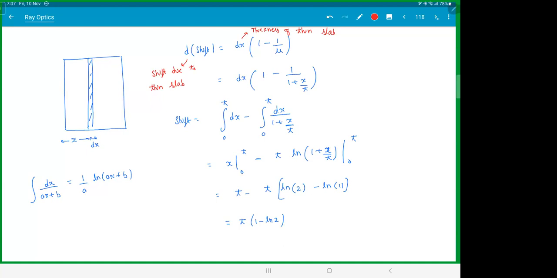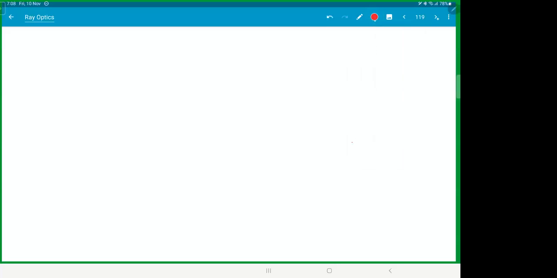Clear? Let's change this question a bit. This will be more interesting. So if they want to ask you in advance, they'll play around like this. So we have a slab. Let's say the distance is d. The refractive index mu is 1 plus t. T is time. Meaning the refractive index is changing with time.